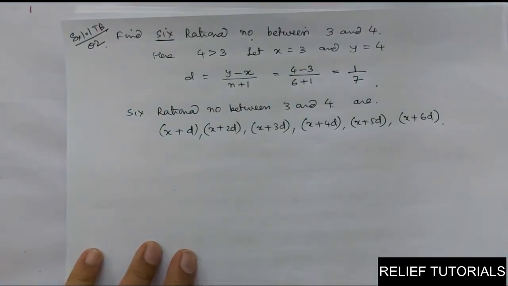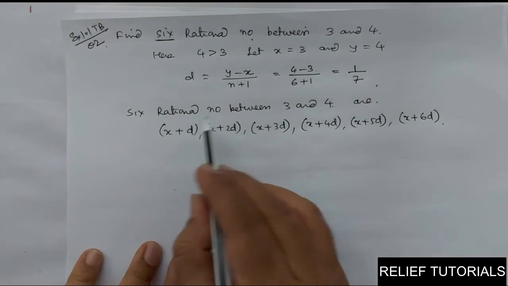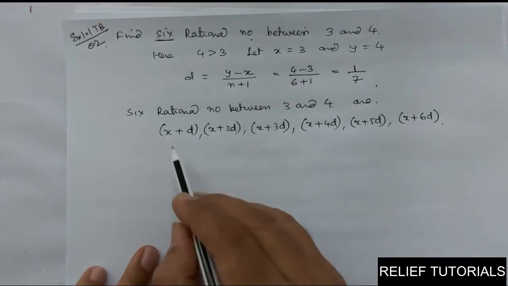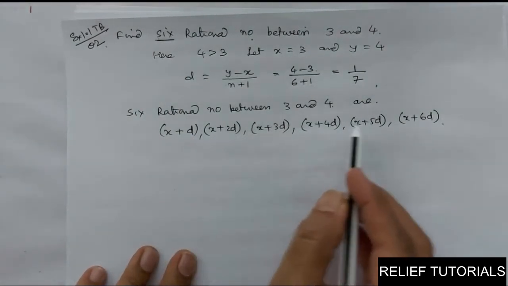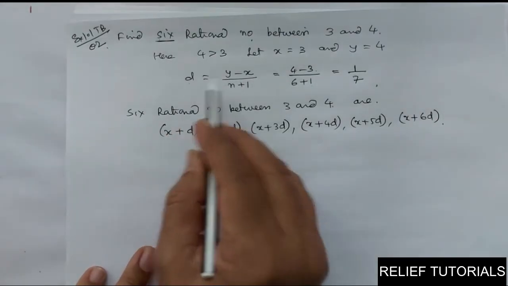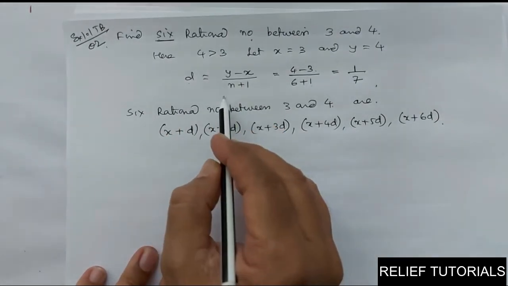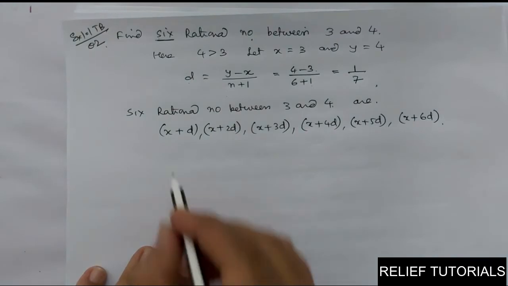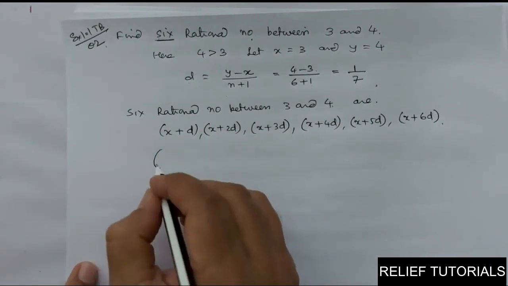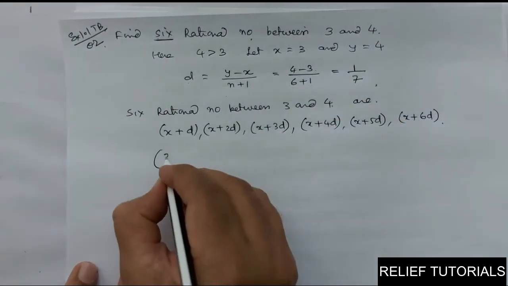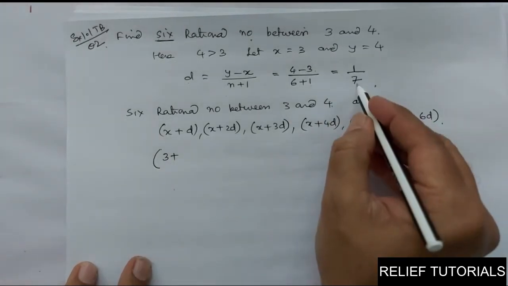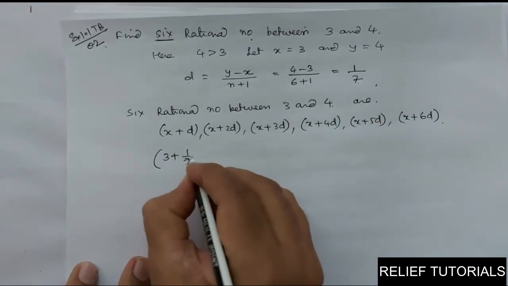We have discussed the theory, no? So you want to find 6 rational numbers between 3 and 4 and they are x plus d, 2d, 3d, 4d, 5d, 6d, and d we have found as y minus x upon n plus 1. This is the formula, 1 upon 7. Now what is x here? X is 3. So 3 plus d, and d is 1 by 7. 3 plus 1 by 7.